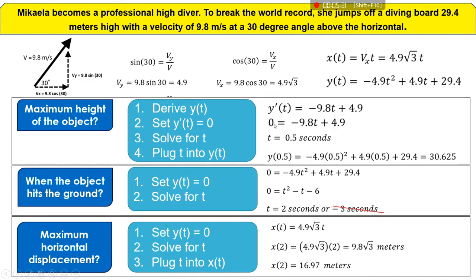If the vertical speed is 0, that means we aren't moving up or down, which would be at the top of our arc. So I can solve for time and get 0.5 seconds and plug that back into my vertical displacement equation in order to figure out how high we are.